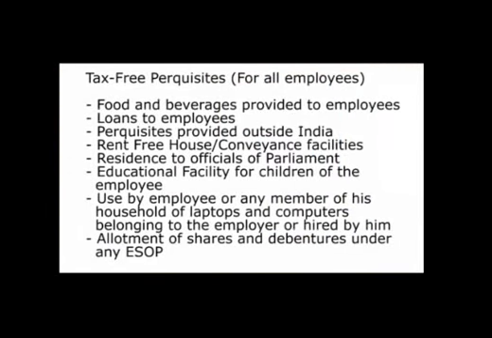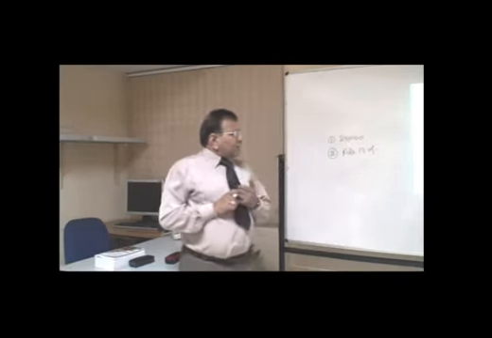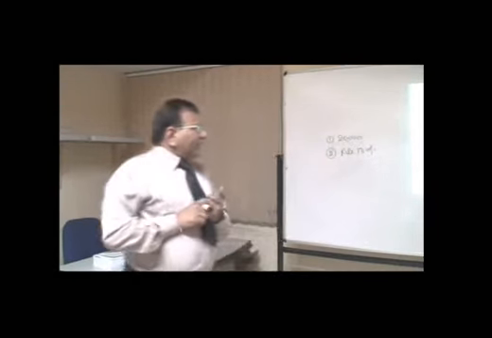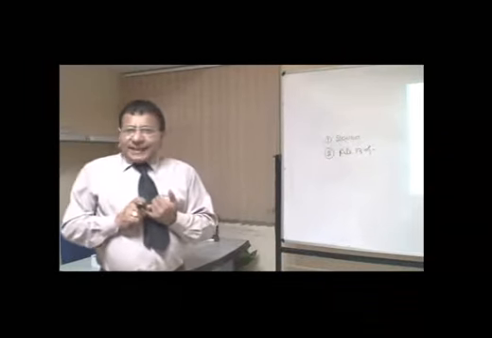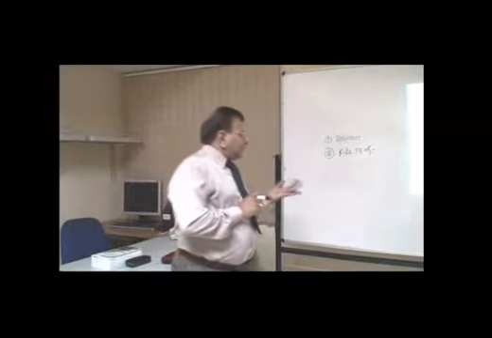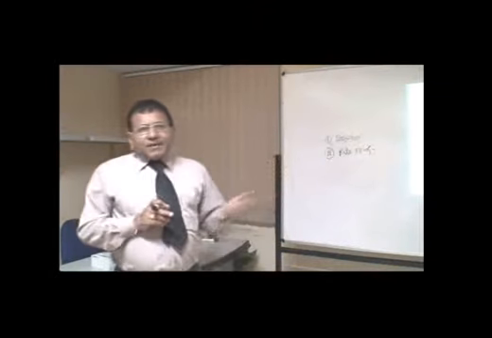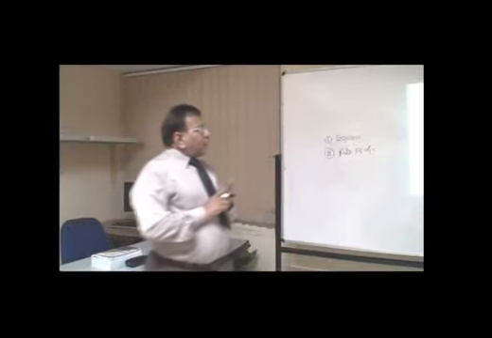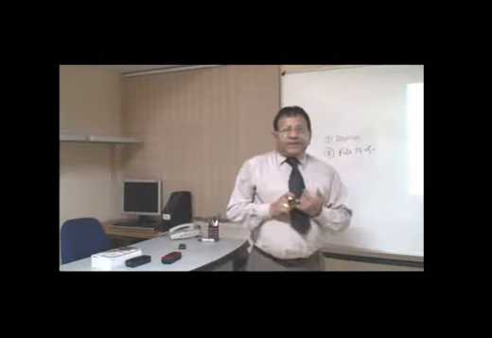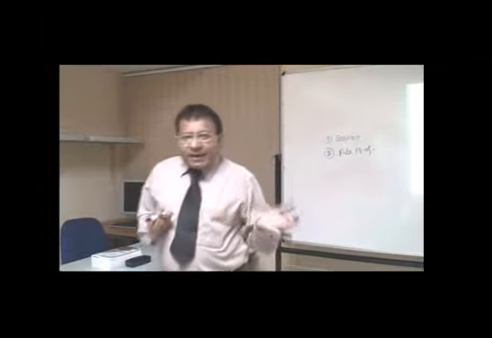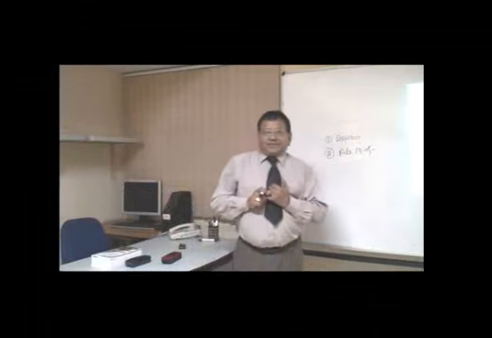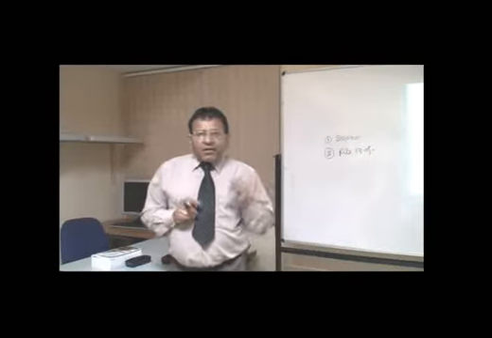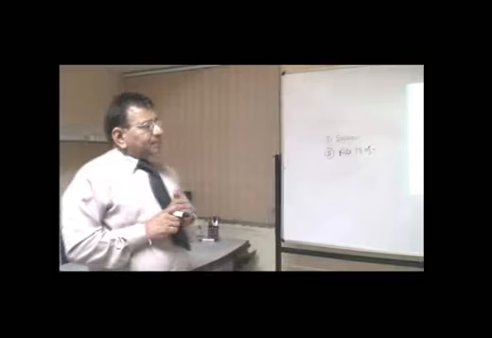The next category is the education facility for children of employee. If such education facilities are provided by the employer to the employee, then these are not treated as a taxable perquisite in the hands of the employee, subject to certain conditions. So these are some of the examples which fall under these categories, and if the facilities or the amenities or the benefits which are provided like this, they will not be taxed in the hands of the employee. So they are called tax-free perquisites.